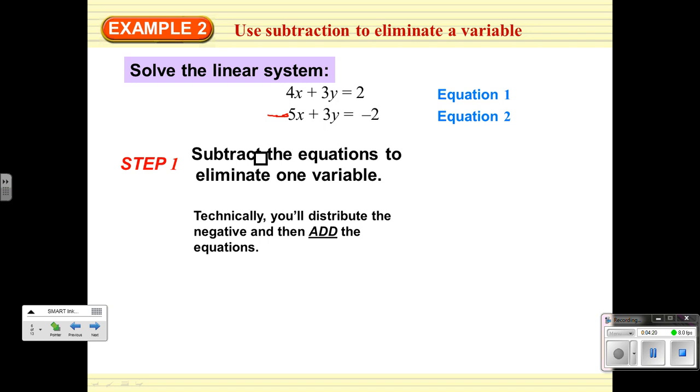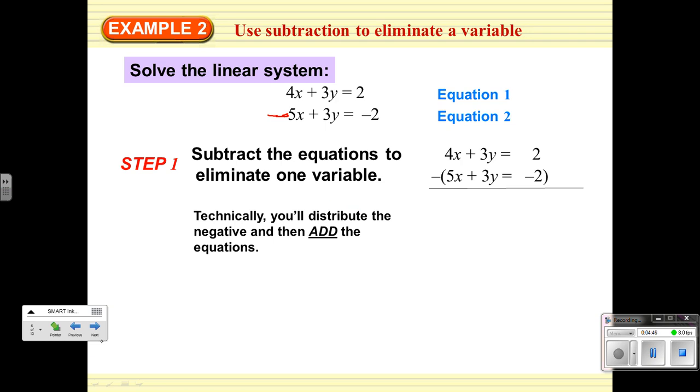sorry, I have a very touchy board. If we subtract that equation right there, then we're going to distribute that negative. We can't just make the 5x negative. We have to distribute the negative all the way through, and then once we've distributed, we'll add. So it'll look like this over here to the right. We're going to subtract our bottom equation, and then distribute that negative.